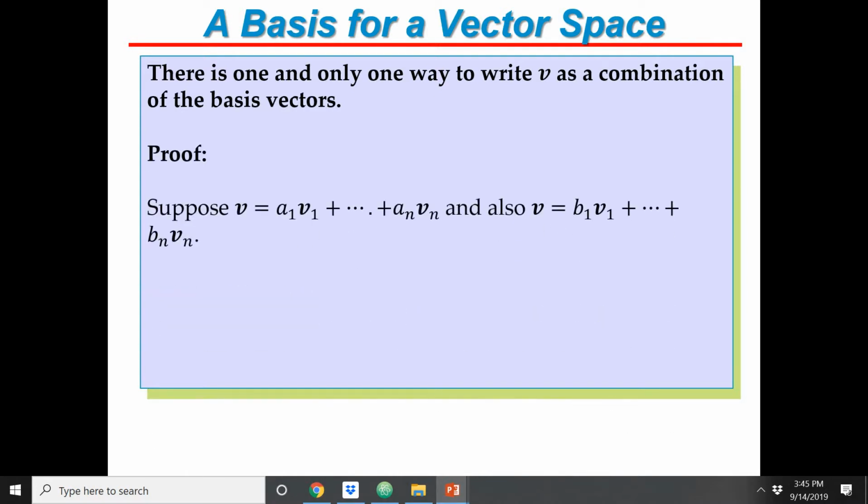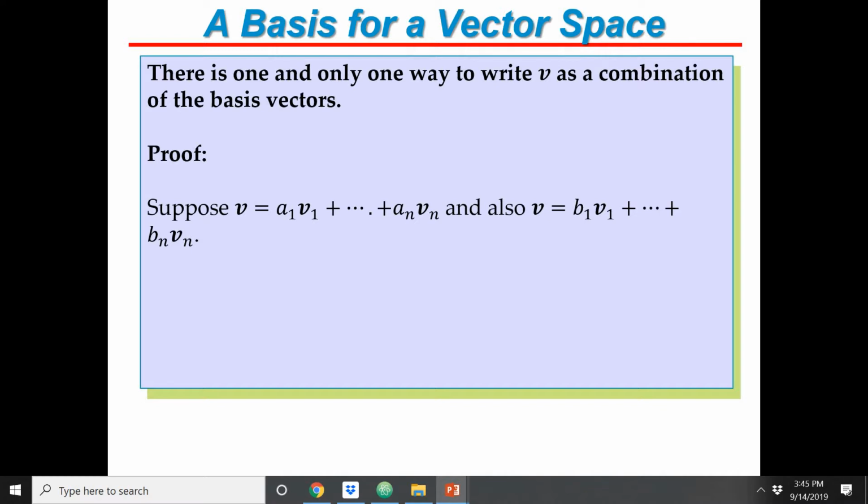If you have a basis V1 to Vn for a vector space, any vector in that vector space can be written as a linear combination of V1 to Vn. And what this particular theorem on this slide says is that the coefficients A1 to An are unique. So if I give you a basis and I give you a vector V, you can write it as a linear combination of the basis vectors in a unique manner.